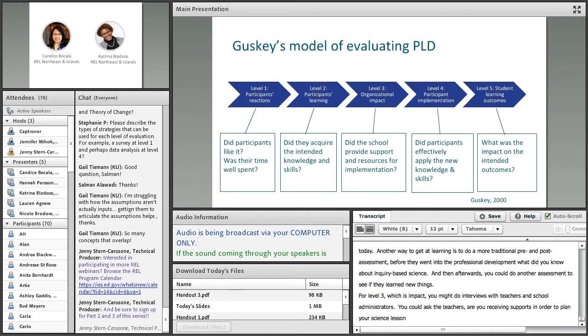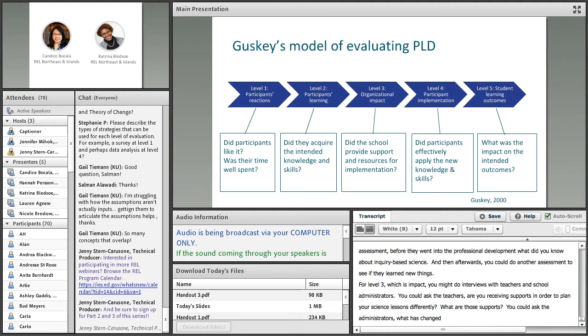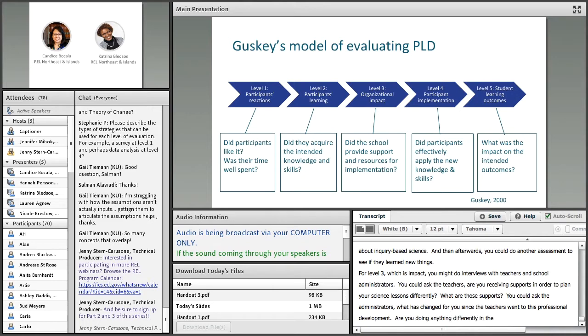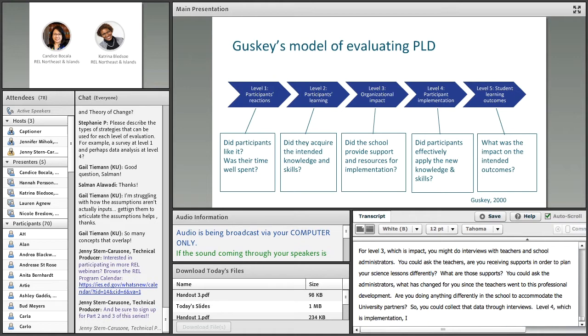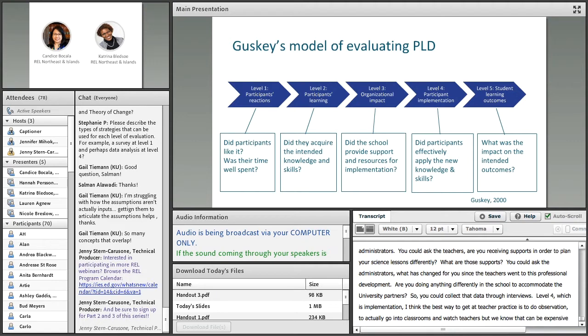For level 3, which is organizational impact, you might do interviews with teachers and school administrators. You could ask the teachers, how are you receiving supports in order to plan your science lessons differently? What are those supports? You could ask the administrators, what has changed for you since the teachers went to this professional development? Are you doing anything differently in the school to accommodate the university partners? So you could collect that data through interviews.